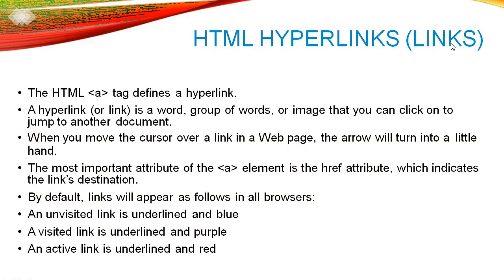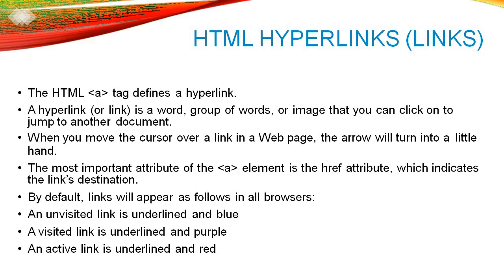Now, hyperlink, or you can say link, or HTML links. The HTML A tag defines a hyperlink or a link in a word, a group of words or an image that you can click on to jump to another document. When you move the cursor over a link in a web page, the arrow will turn into a little hand. The most important attribute of the A tag element is the href attribute, which indicates the link destination.